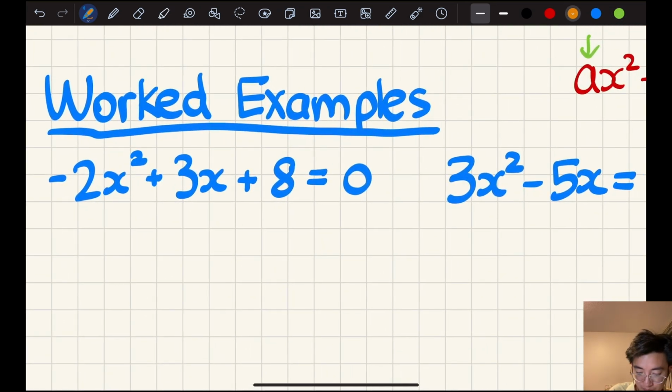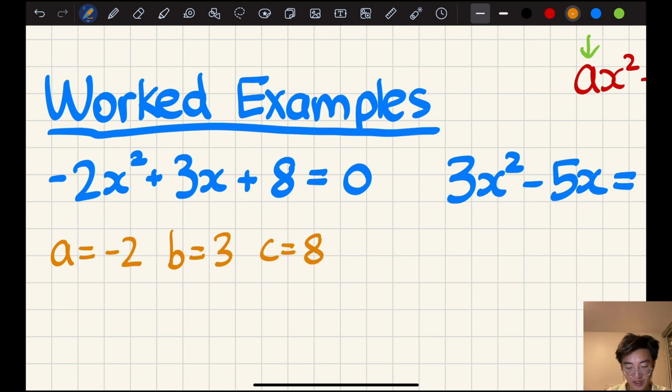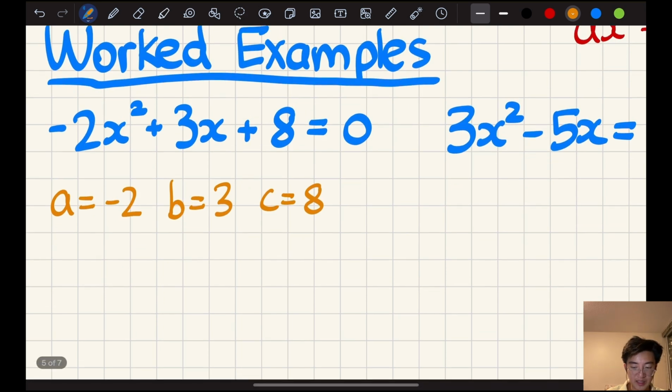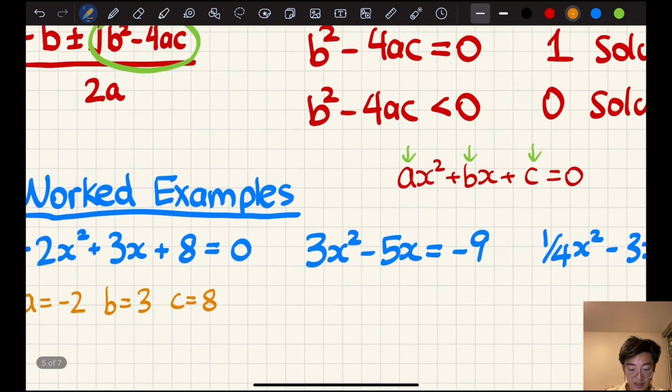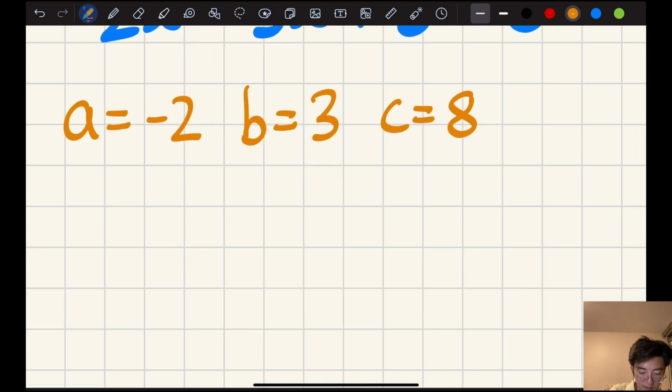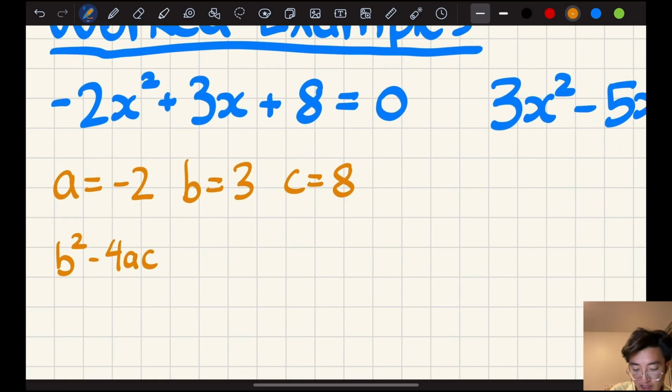In our first example, we'll first determine what a, b, and c are. The a is just negative 2, again just the number in front of the x squared. b is the number in front of the x, which is 3. c is the number by itself, or the constant, which is 8. And from here, remember, the discriminant is b squared minus 4ac. So I'll write it down here: b squared minus 4ac.